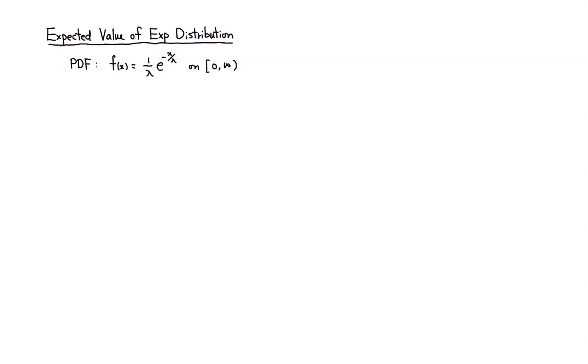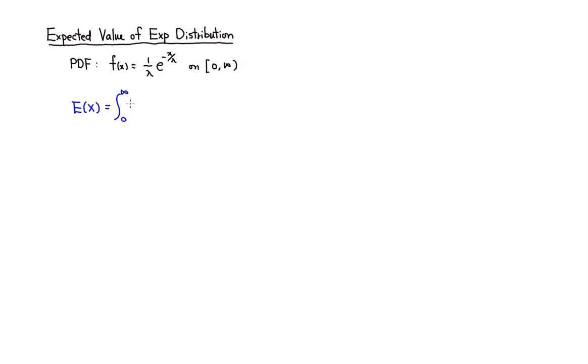All right, let's look at the expected value of the exponential distribution. So let's compute that. The expected value would be, so we need to integrate. In this case, the exponential distribution is defined from 0 to infinity. So we put 0 here and infinity here.